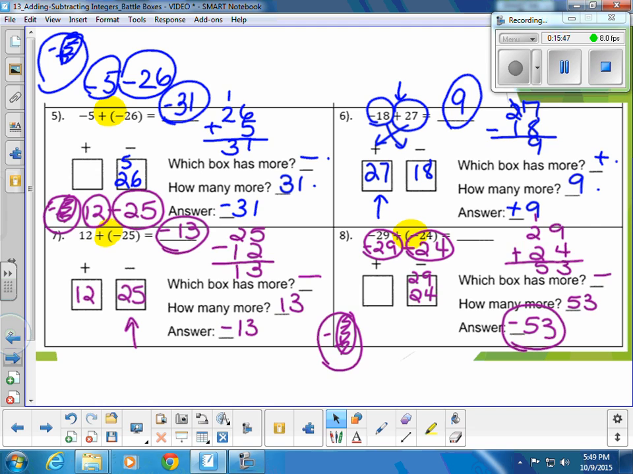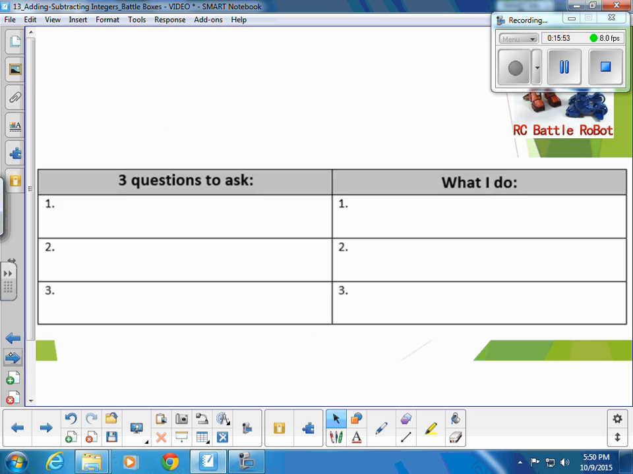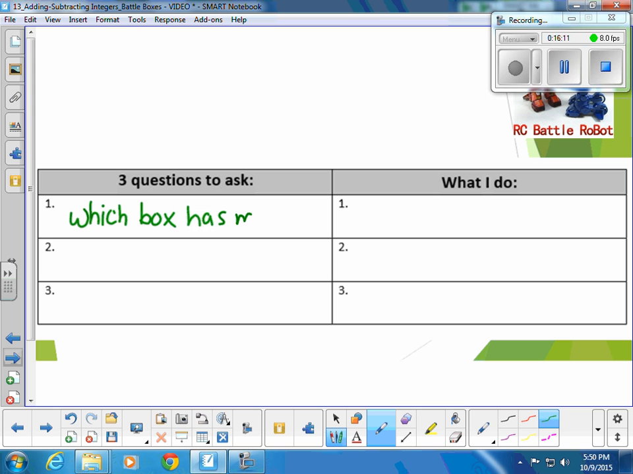On all of the notes, I gave them to you. Which box has more? How many more? And answer. So what are the three questions that we have to ask? Go ahead and write those down. So the first one is, which box has more?